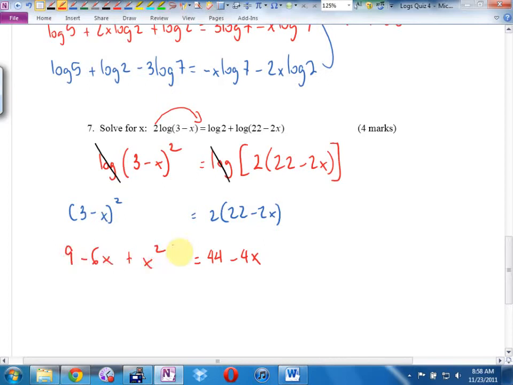Shannon, what kind of an equation is this? How do I know? It's got a squared. What am I going to do first before I do anything else? Going to make it equal to 0. I think I'm going to minus and plus these guys over. I'm going to get x squared.